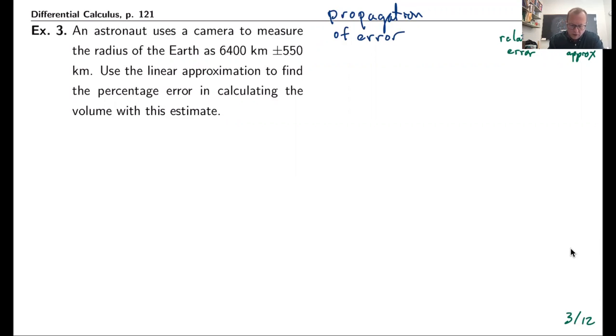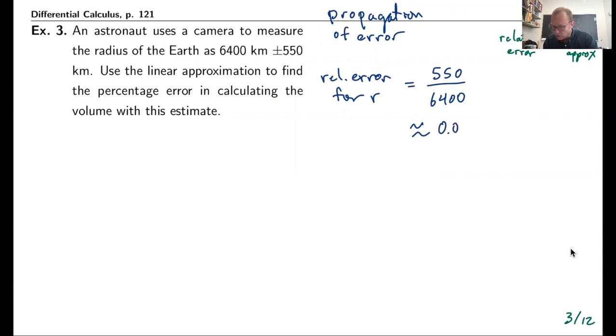But if you wanted to talk about the relative error for the R, then you would take the 550 and divide it by this 6,400. And because y'all have met me, you know that I can't do that in my head. But when I do that, I'm getting like 0.0859. So if somebody asked, I might say that I have an 8.6% relative error.